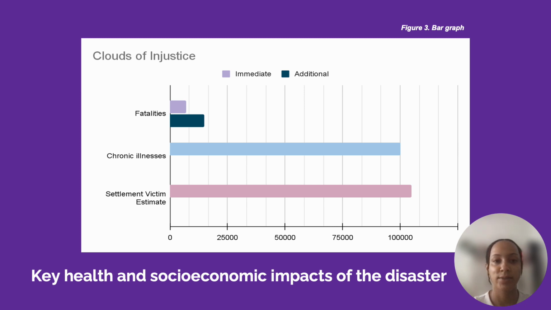Moreover, the settlement estimates of 105,000 victims, which includes various categories such as disabilities and injuries, further underscores the enormity of the tragedy. The visual contrast in these numbers not only highlights the immense human cost, but also the enduring challenges faced by survivors. This graph vividly illustrates how the disaster's impacts have evolved from the initial shock of mass fatalities to the prolonged suffering experienced by affected communities. And it serves as a powerful reminder of the long-lasting repercussions of industrial disasters on public health and the socioeconomic fabric of the community.